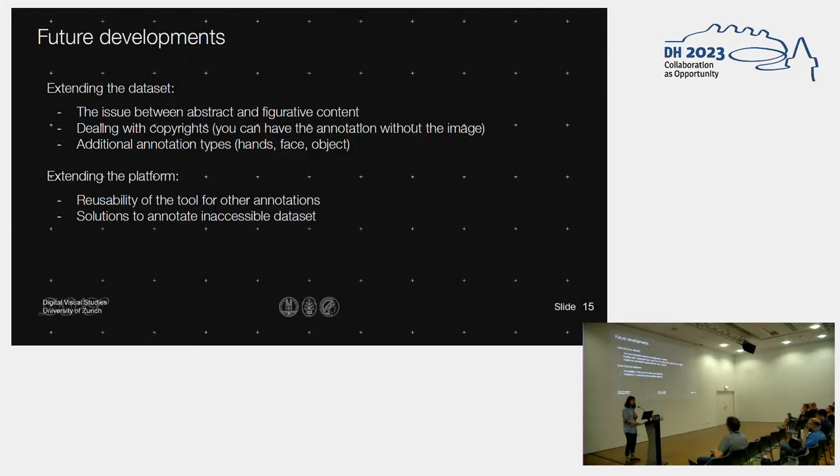And also, we are thinking about solutions to annotate images when you cannot, for example, properly hold the data set. So this would not be, in that case, to create a training data set. But sometimes you just need the annotation in spite of having the images. So these are the different aspects we're thinking about to create some modules we could add to this annotation platform.